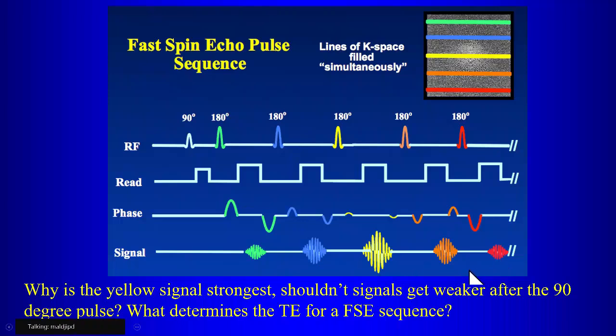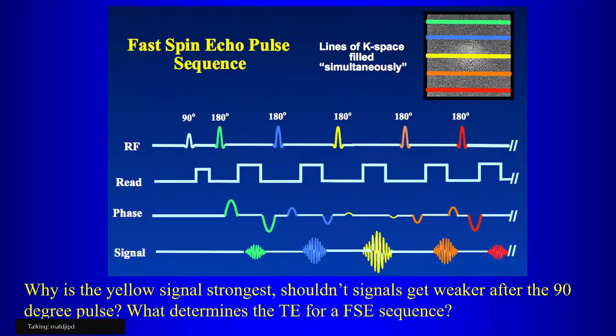But when you look at a fast spin echo image, your TR, we know what that is. That's going to be what? 1 second. The heart rate, right? In this case, it's 1 second. But the image itself has a TE on it. There's a number on there that says what the TE is. But there are multiple TEs here, right? So what determines the TE for your fast spin echo sequence? Which one of these is the TE?